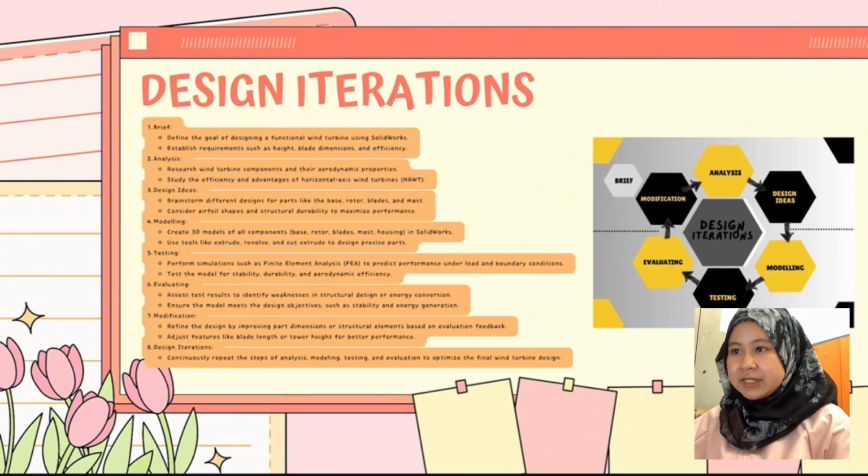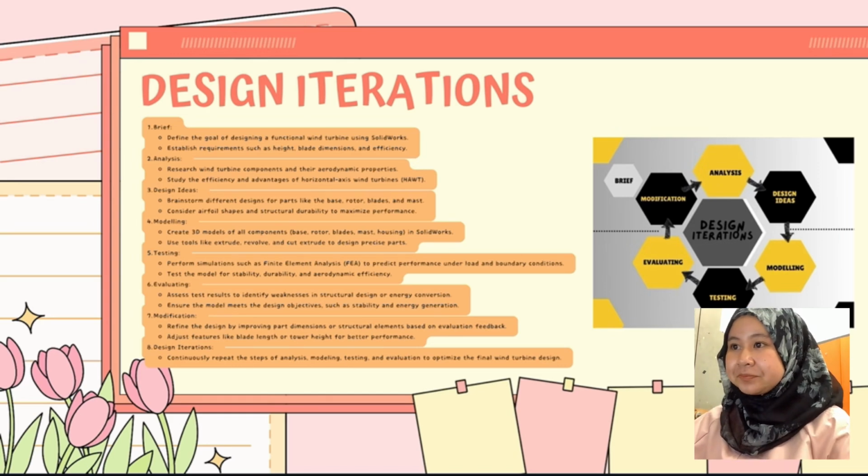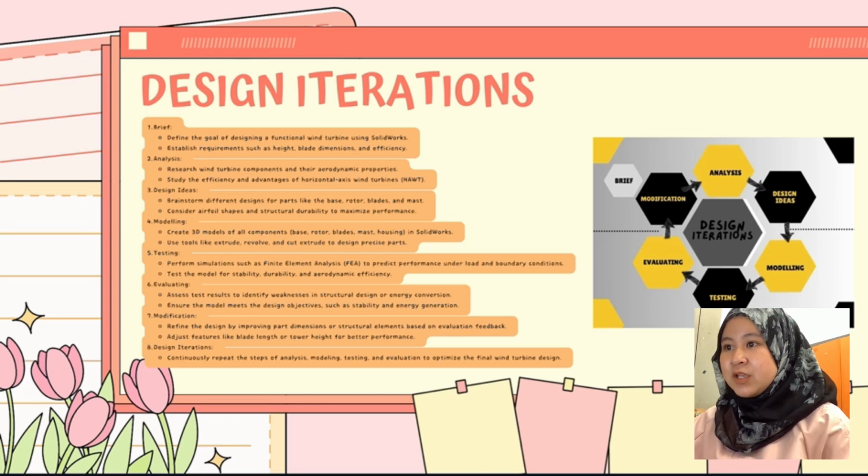Third is the design ideas. We brainstorm together about the different designs for parts like the base, rotor blades, and mass. We also consider airfoil shapes and structural durability to maximize performance. Fourth is modeling, in which we create 3D models of all components from base, rotor blades, and mass housing in SolidWorks, using tools like extrude, revolve, and cut extrude to design precise parts.